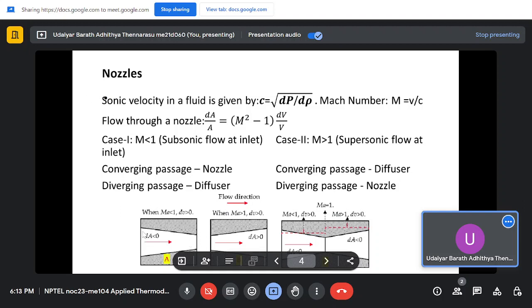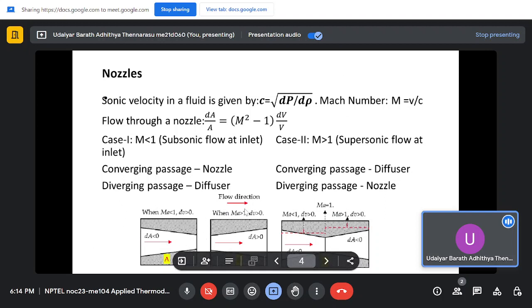So in case of a converging nozzle, if your Mach number is less than 1, your velocity at the exit will be greater than what it was at inlet, and it will act as a nozzle. Correspondingly, pressure will reduce. But if your Mach number is high, your velocity is very high at the inlet, it will reduce. If Mach number is greater than 1, at exit it will be at a lesser value. So this will act as a diffuser.